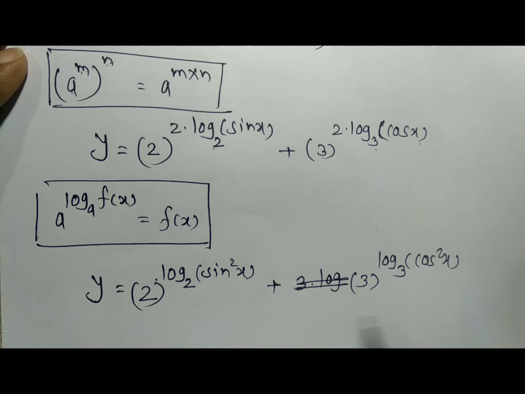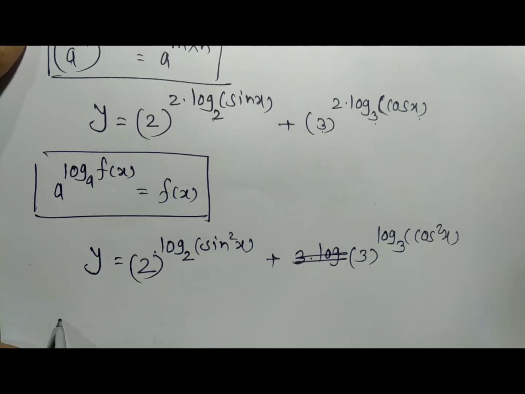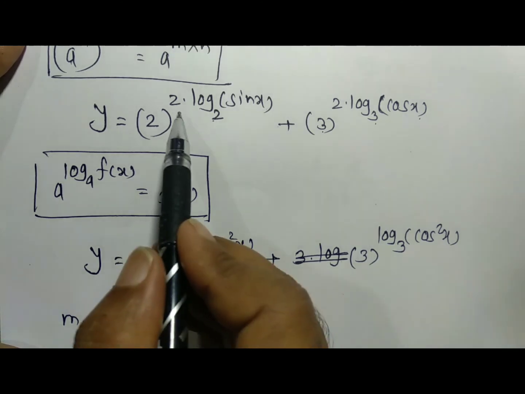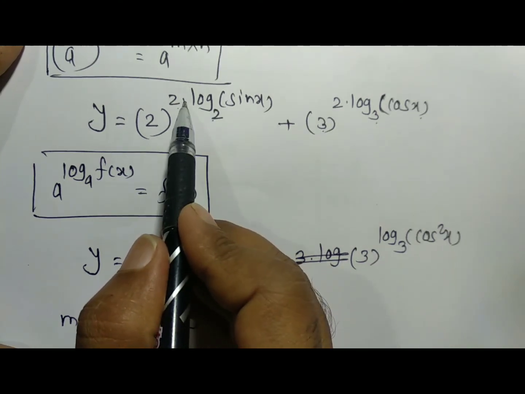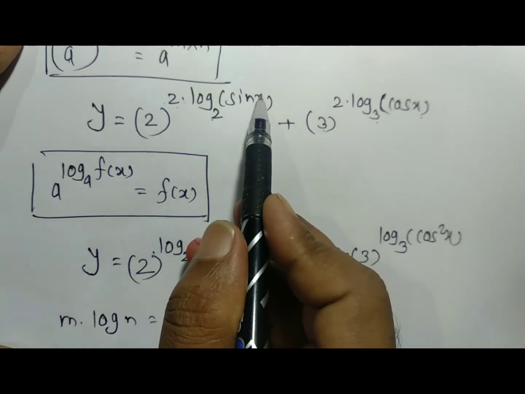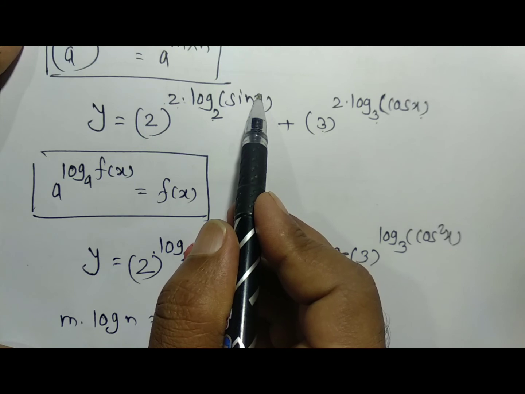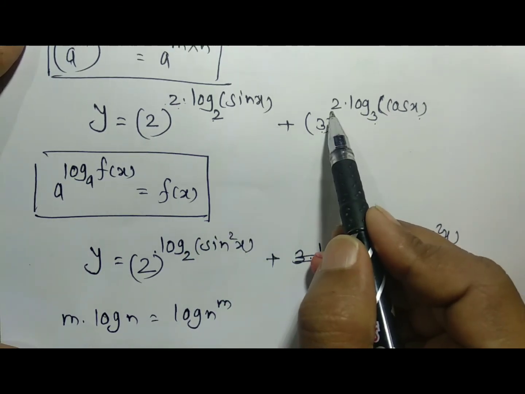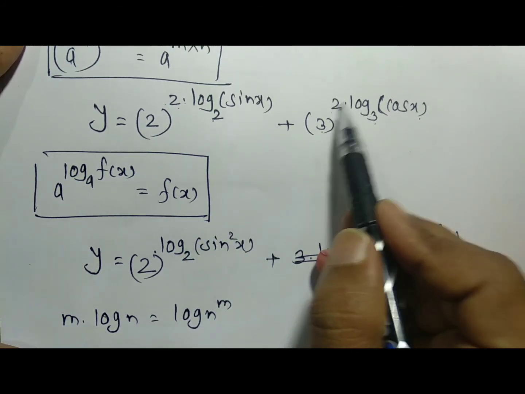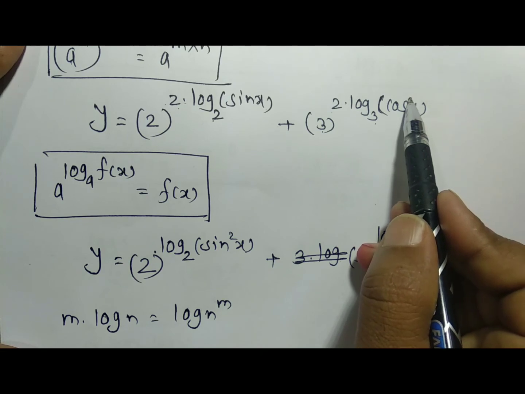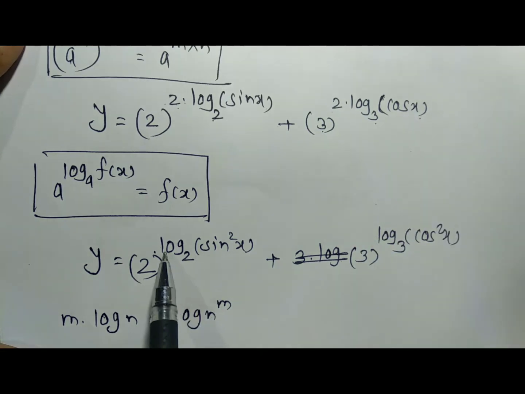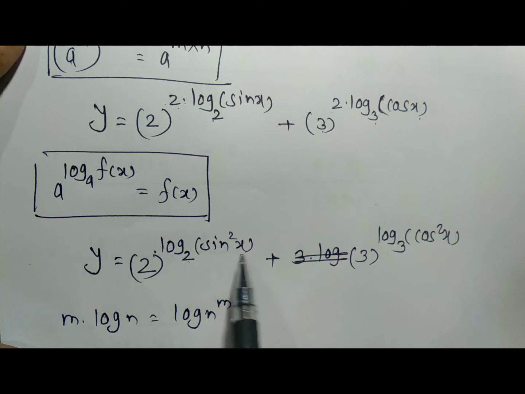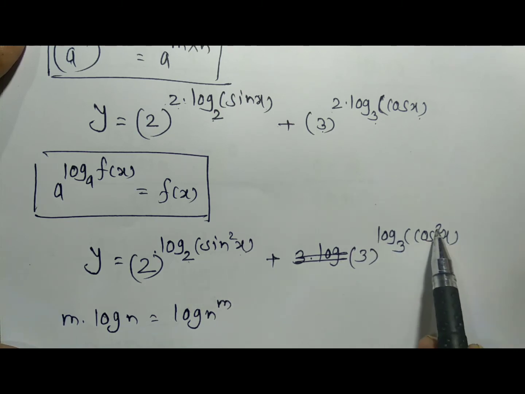How is it possible? Because we know that m into log n is equal to log n raised to m, and therefore this 2 multiplies that log and goes inside as the square of that sin x. Similarly this 2 multiplies that log and goes inside as the square of that cos x, and therefore you get log to the base 2 of sin squared x and log to the base 3 of cos squared x.